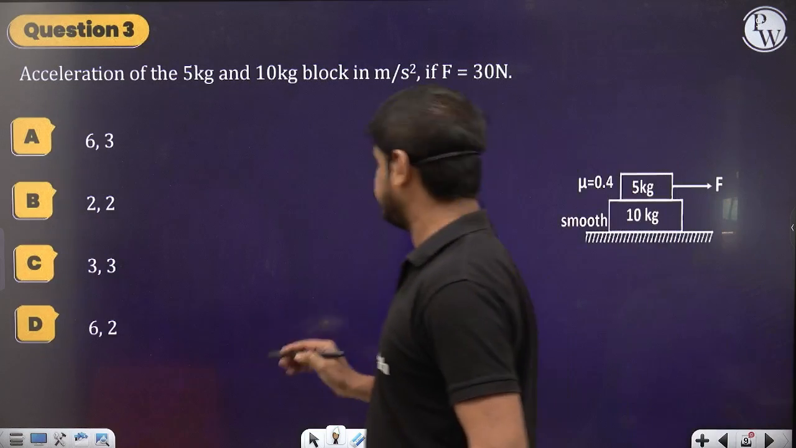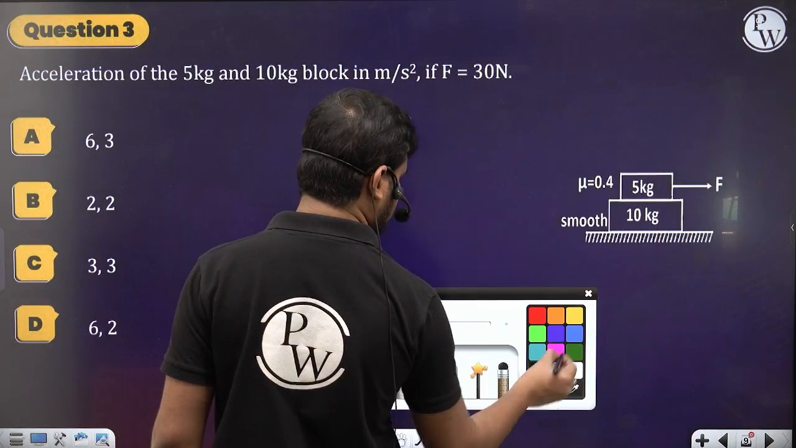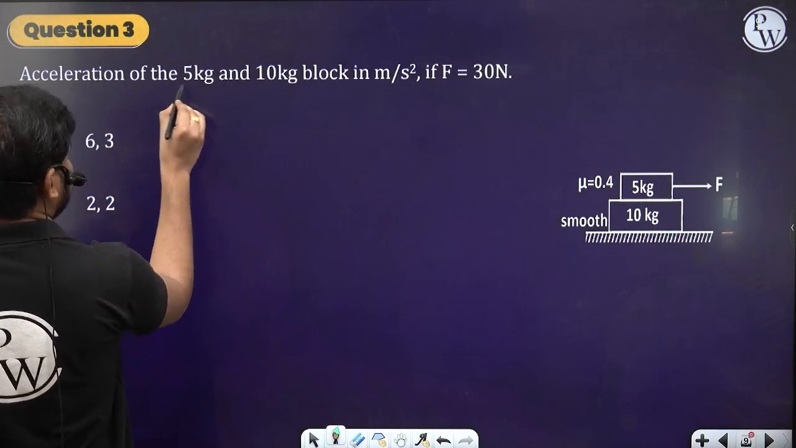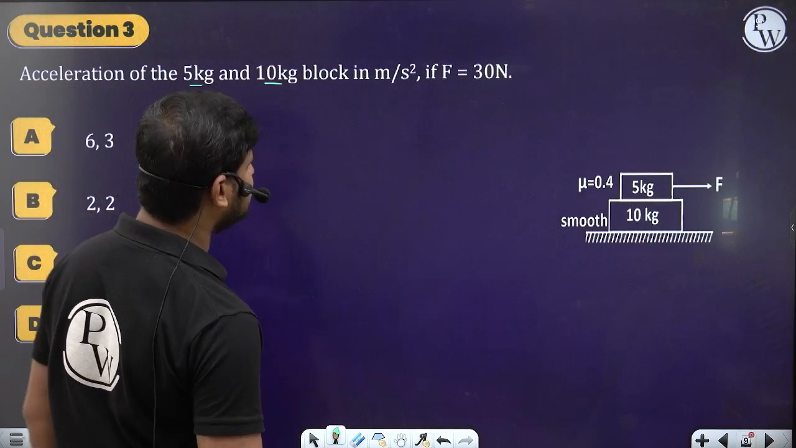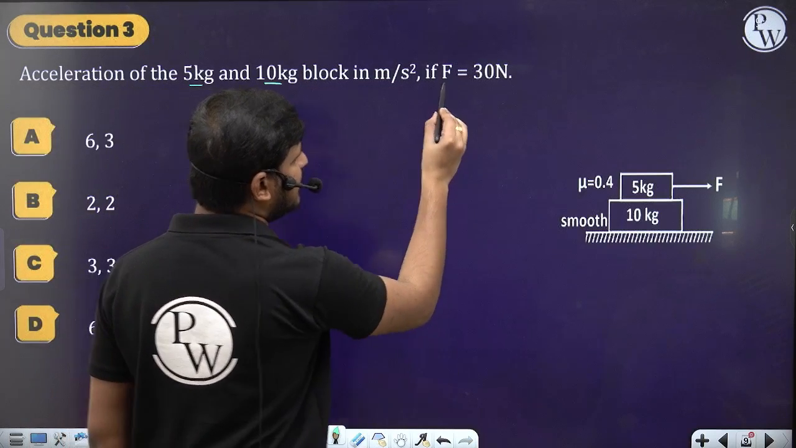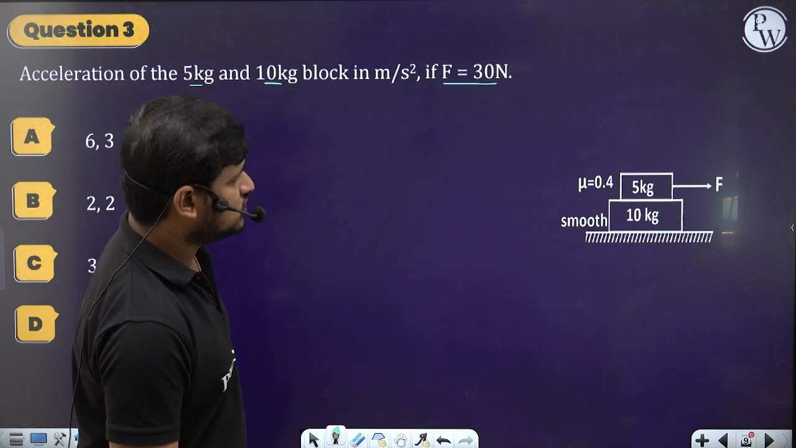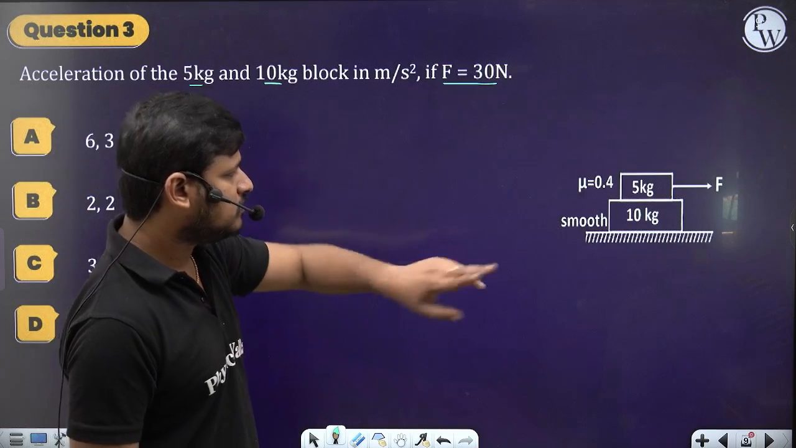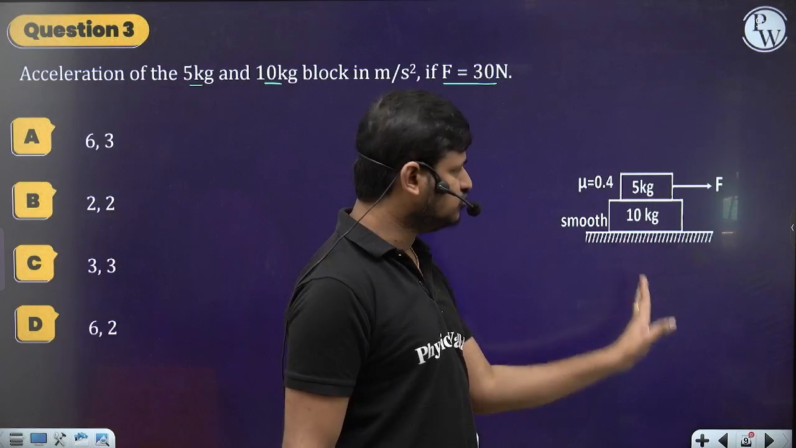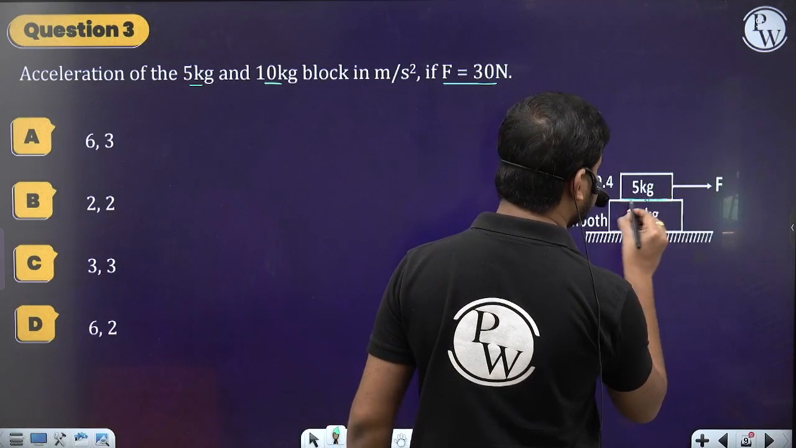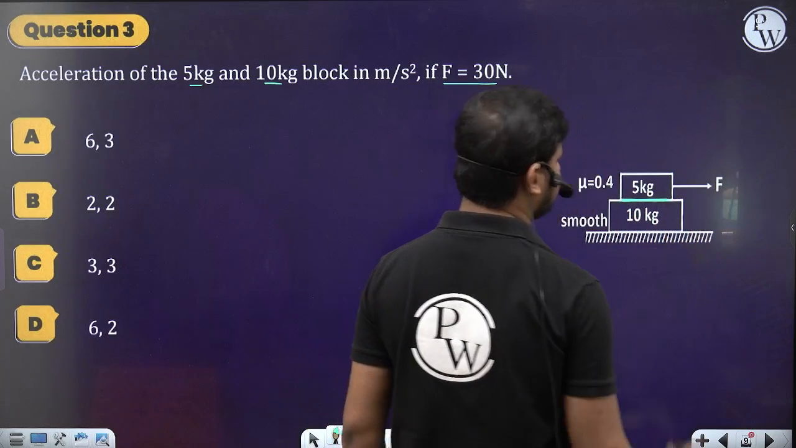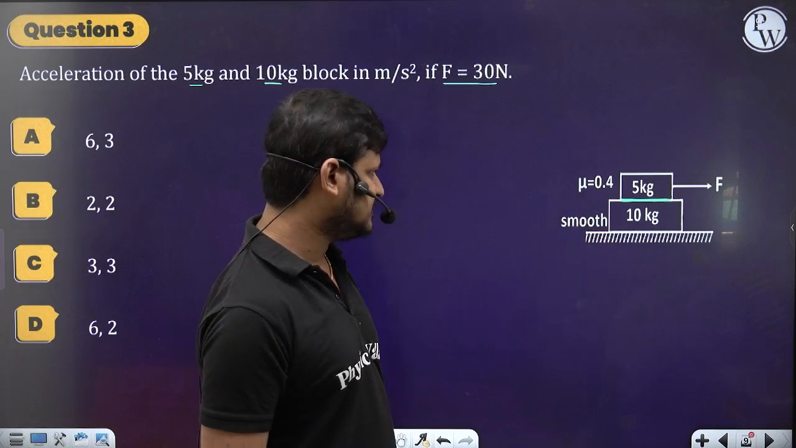Chalo. So what they are saying, see here. Find the acceleration of the 5 kg and 10 kg blocks in meter per second square if the force applied is 30 newtons. This is a block over block problem. First, the bottom surface is smooth and the top one is the rough surface, and the force is applied on this block. That's a basic understanding, right?